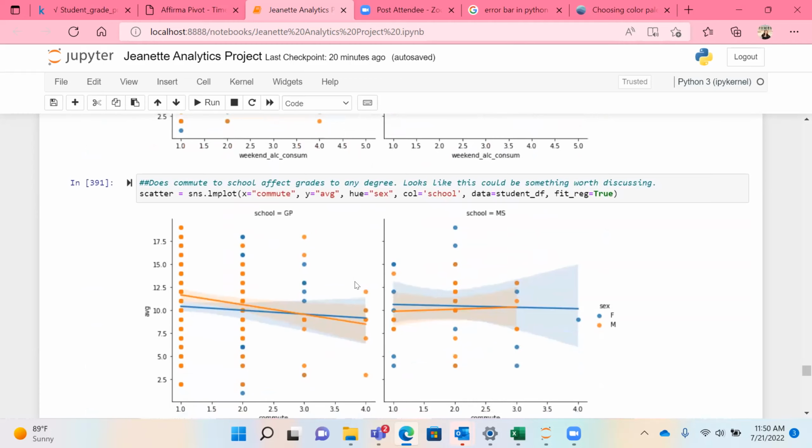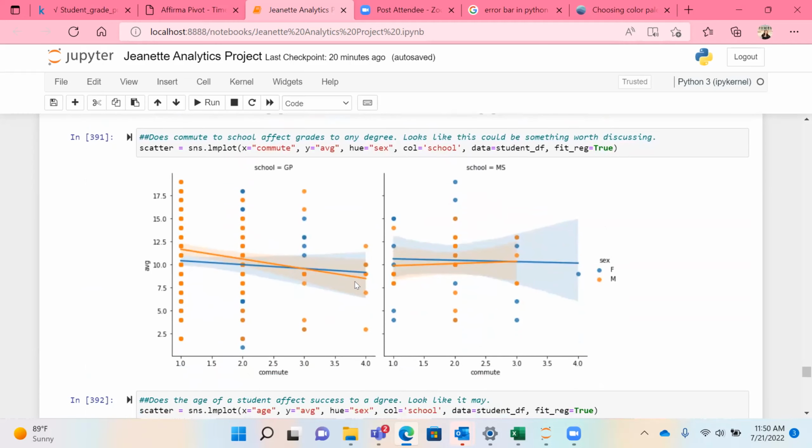I also was curious about commute. When I was looking at the heat map, I noticed that commute had a relationship with grades. So I was curious to see if, how far students are traveling, because they're spending so much time in the car, they're maybe missing out on vital studying time, or maybe they miss part of class because of how far they are traveling.